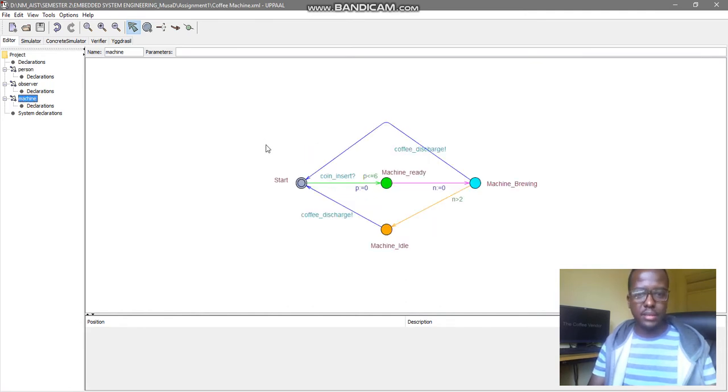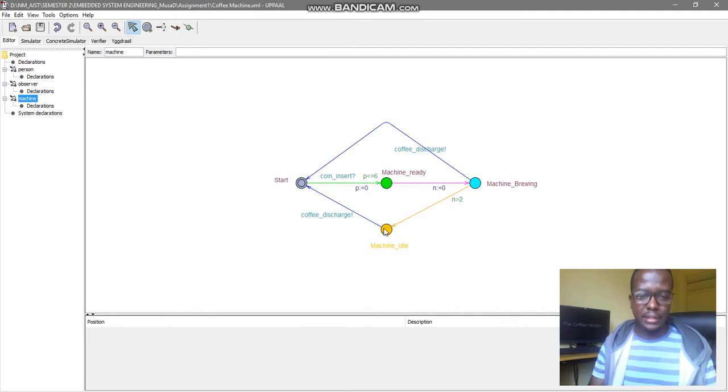Now looking at the machine automaton, we have start, then the machine requests: can you insert the coin? After the machine has requested a person to insert the coin, the machine goes into a machine ready state. After the machine ready state, we move towards the machine brewing state. Now this is the state where a person can take the coffee after coffee has been discharged, or a person delays to take the coffee, then the machine goes into an idle state.